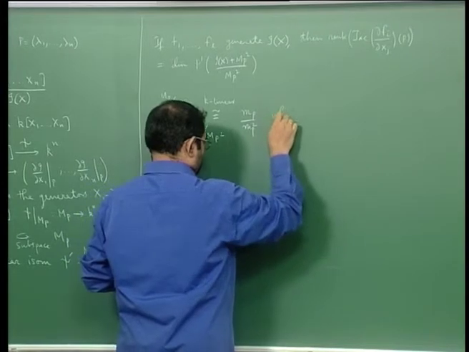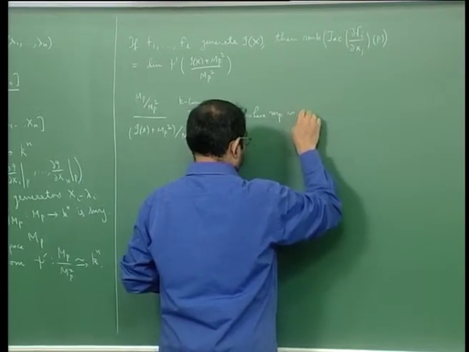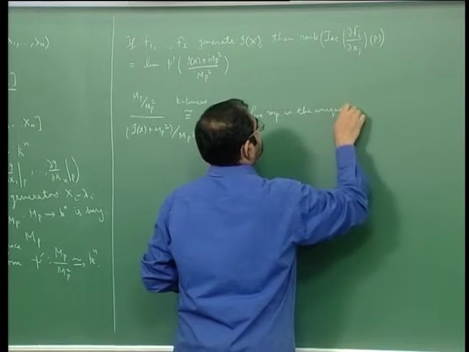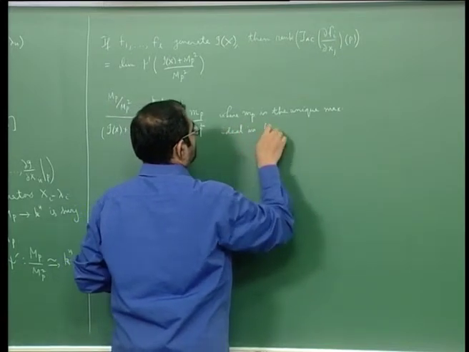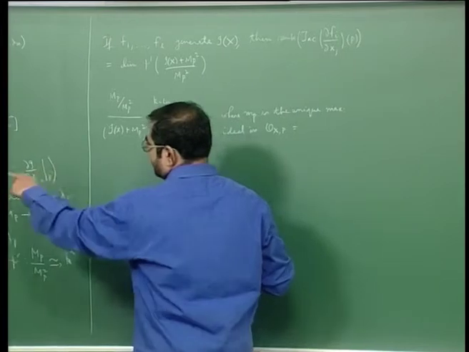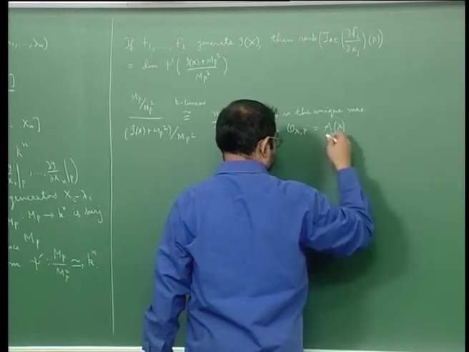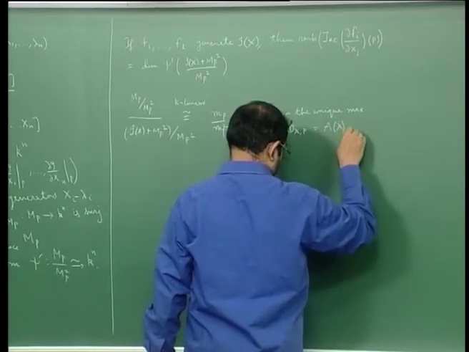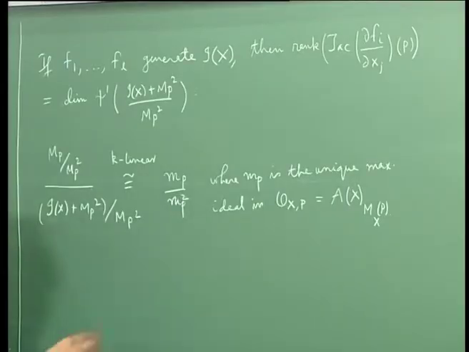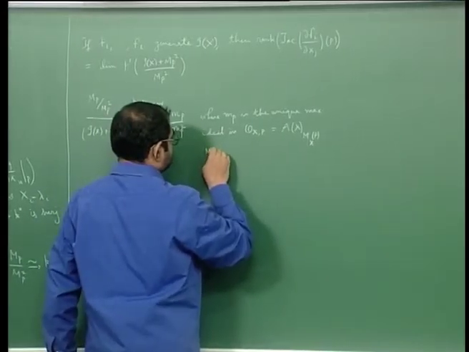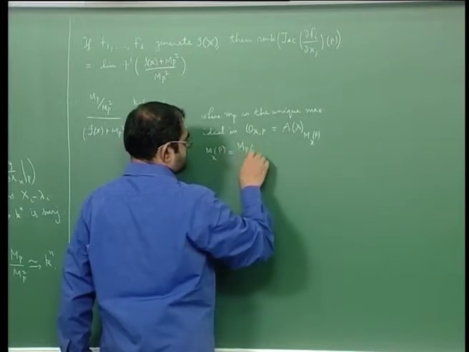okay, where mp is the unique maximal ideal in O_{X,p}, which is given by the localization of the affine coordinate ring of X at the maximal ideal that corresponds to p in X, which is given by m_p sub X, okay. And where of course that is m_p sub X is just mp mod Ix.